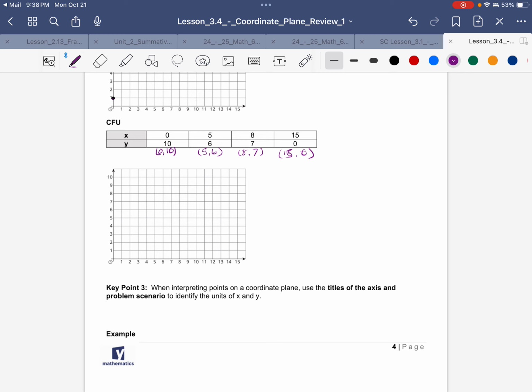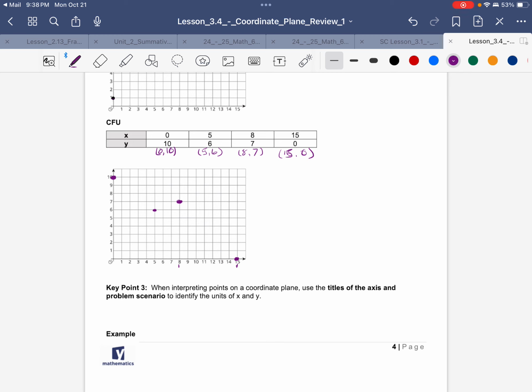0, 10, be right here. 5, 6, be right here. 8, and up to 7, right here. And 15, at 0. We stay on 0 down here. And there you go.